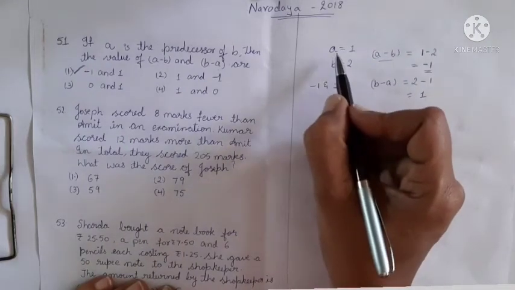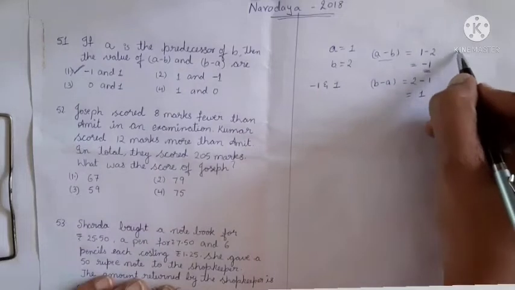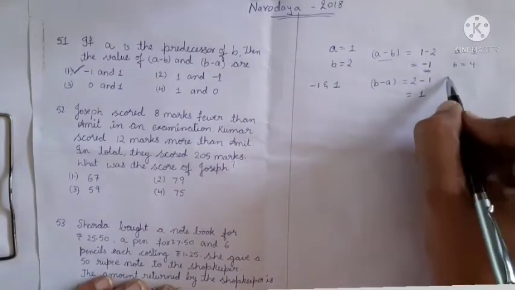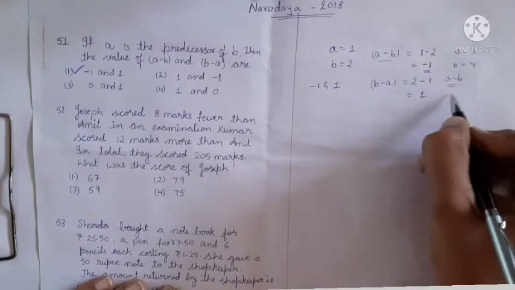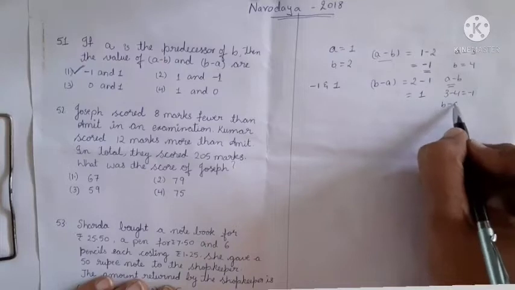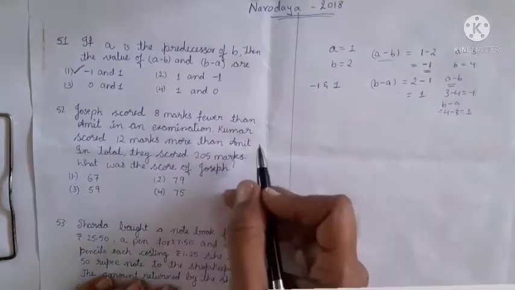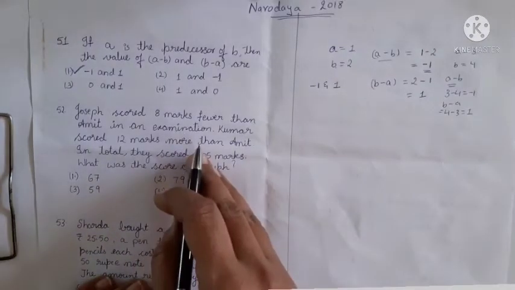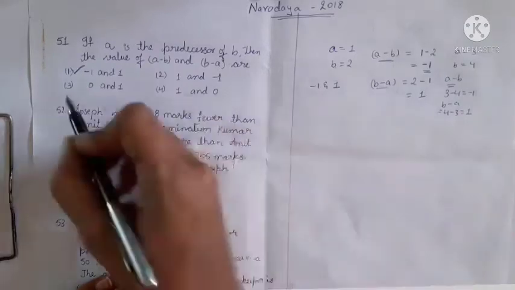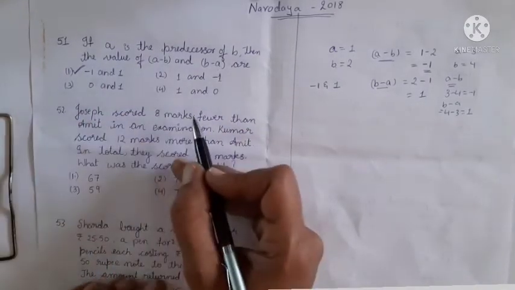You can try the values of A and B with any other numbers also. Like you can take A equal to 3, then B will be equal to 4. A minus B here also will be 3 minus 4 equal to minus 1, and B minus A will be 4 minus 3 equal to 1. So any value you can take, find its predecessor and perform the subtraction. The first option, minus 1 and 1, is correct.